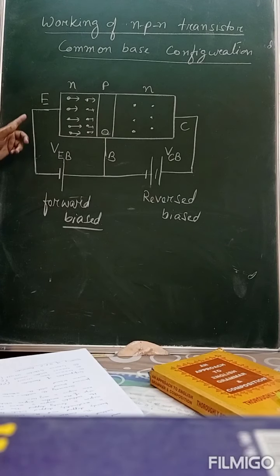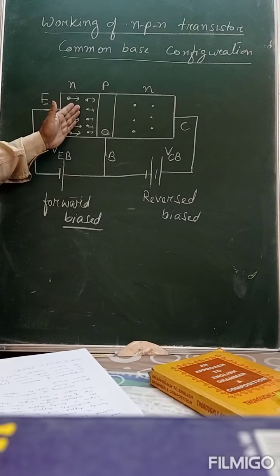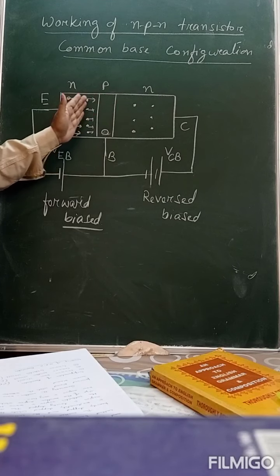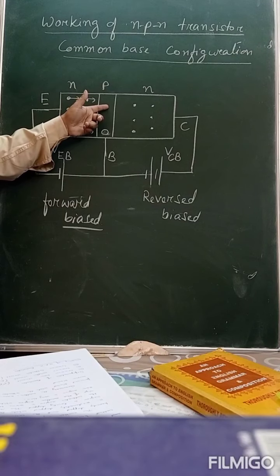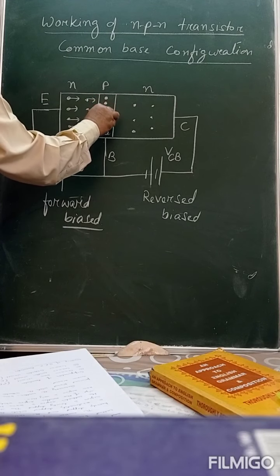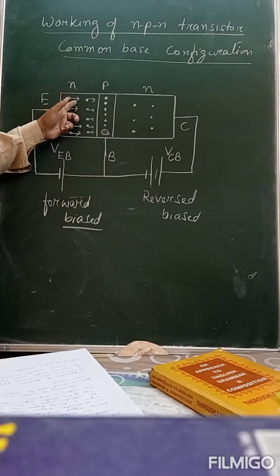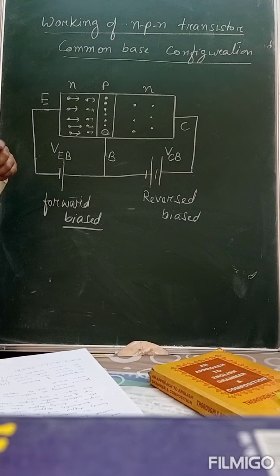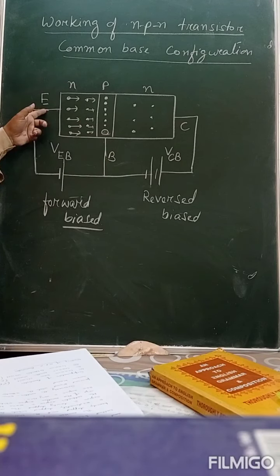Since the emitter base junction is forward biased, the majority charge carriers move from emitter to base. The majority charge carriers cross this junction and reach the base. These electrons are coming from the n-type emitter to the p-type base. Why are they coming from emitter to base? Because the emitter base junction is forward biased.